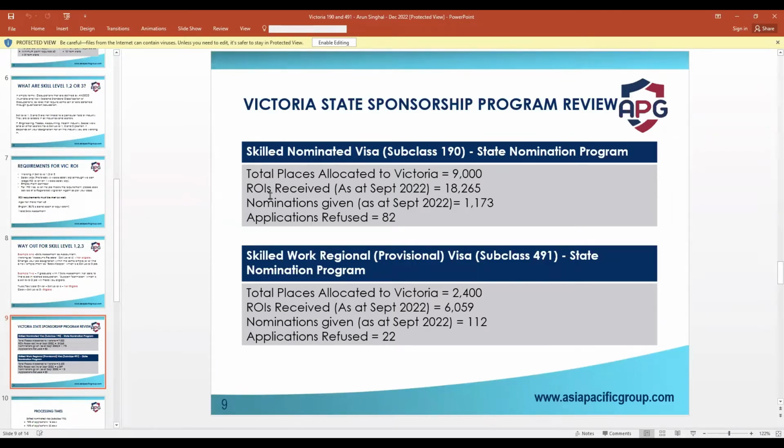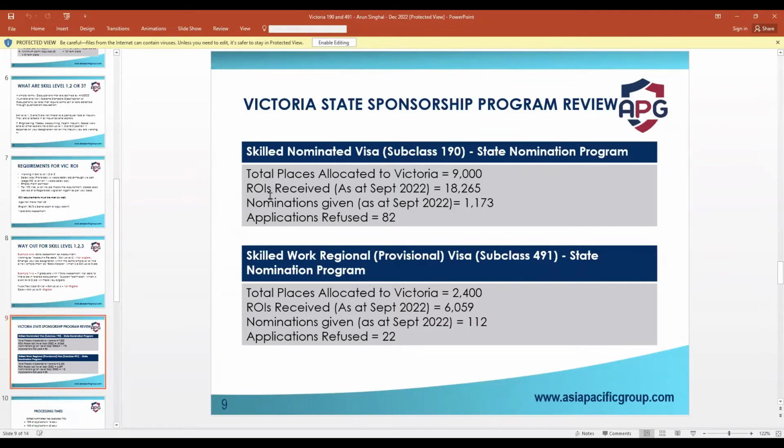Till September, the data says the total places Victoria had for 190 current PR was 9,000. They received more than 18,000 ROI, and only 1,173 invitations were given. 82 applications were refused as well. So someone might think, it looks like they are inviting everyone, the quota will finish, and I still don't have the skill assessment, I will miss out this year. So this will not happen.